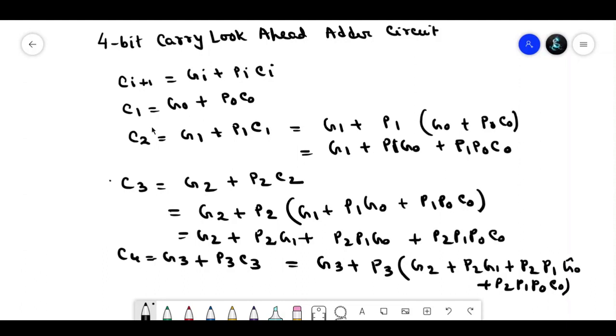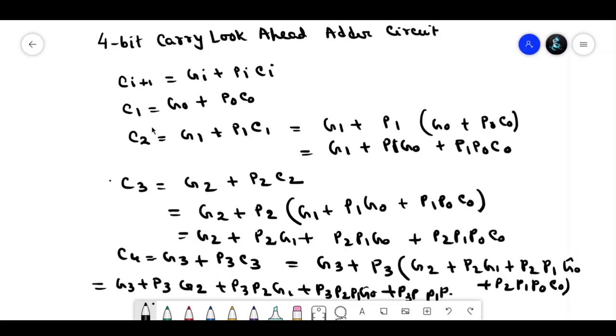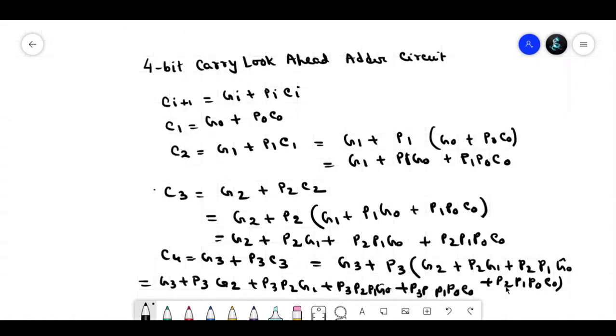Okay. So now we will get the equation like this: G3 plus P3 G2 plus P3 P2 G1 plus P3 P2 P1 G0 plus P3 P2 P1 P0 C0. Okay. So these are the equations.